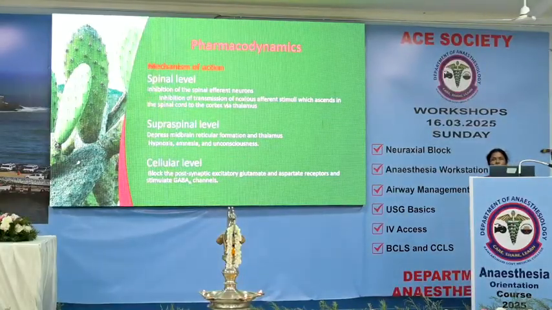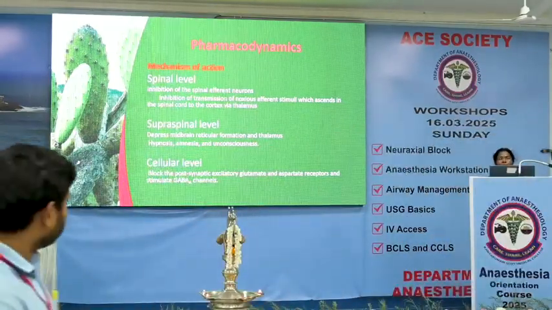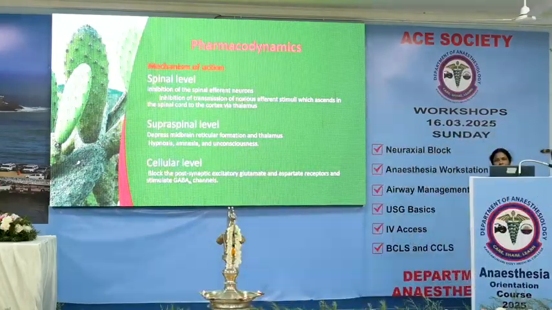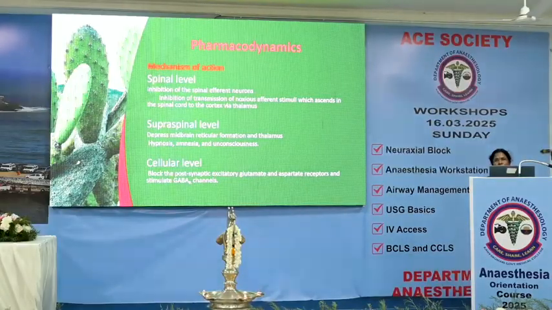Coming to the pharmacodynamics of inhalation agents, the mechanism of action is at 3 levels, namely spinal level, supraspinal level and cellular level. At the spinal level, the inhalation agents cause immobility of the patient, whereas at the supraspinal level, they depress consciousness and produce hypnosis and amnesia. That is, they depress the midbrain reticular formation and thalamus. At the spinal level, they inhibit both the spinal afferents as well as the efferents. At the cellular level, they block the postsynaptic excitatory glutamate and aspartate receptors.